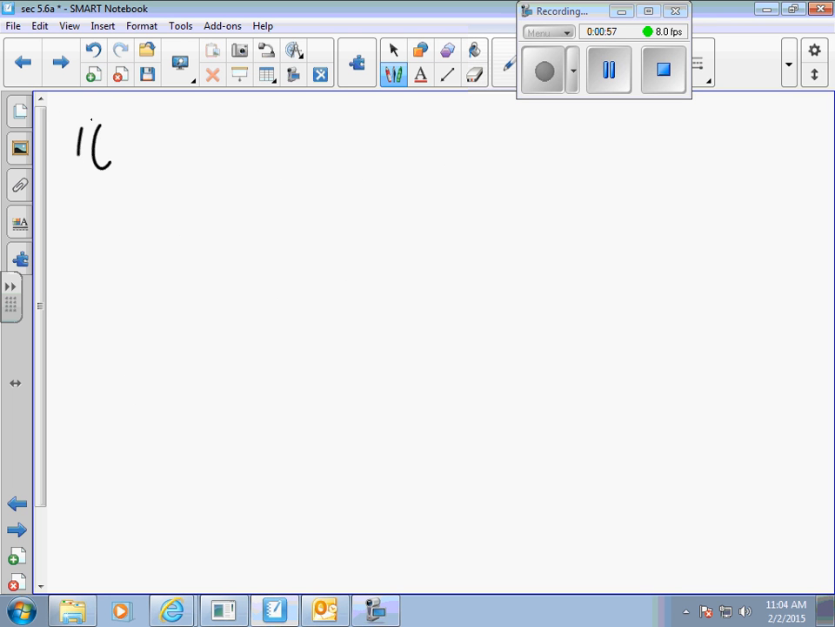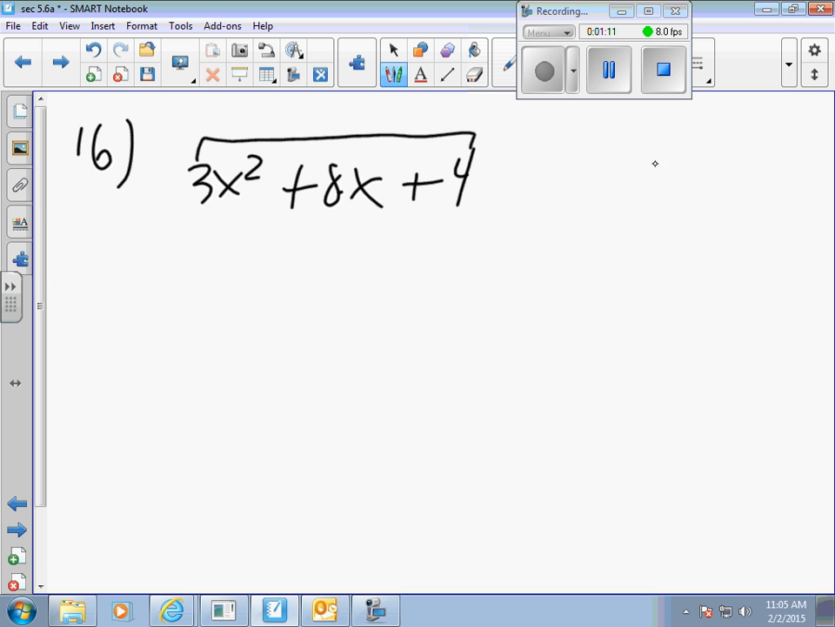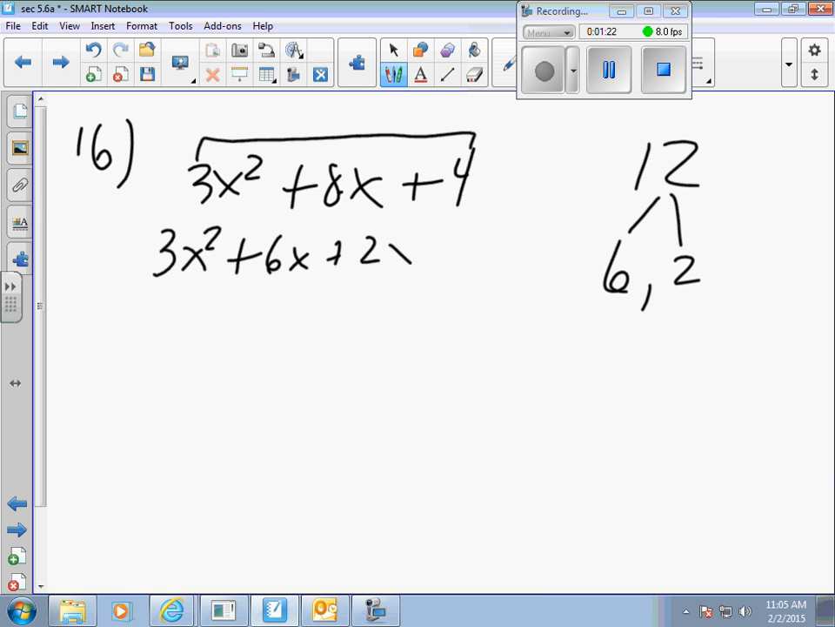Number 16, it says 3x squared plus 8x plus 4. Again, first thing we check for is greatest common factor. Since there isn't one, we're going to multiply a times c, giving me 12. Factors of 12 that add up to 8 are 6 and 2. So I replace my middle terms with 6x and 2x.